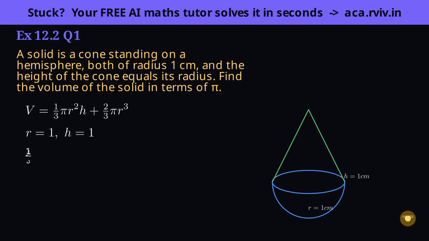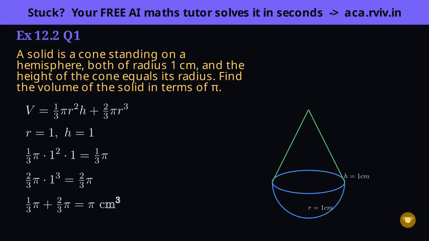The cone's volume, 1/3 pi r squared h, with everything 1, that's simply 1/3 pi. The hemisphere's volume, 2/3 pi r cubed, again with a 1, that's 2/3 pi. Add the two, 1/3 plus 2/3 is 1 whole, so the volume is exactly pi cubic centimeters. Lovely and clean.